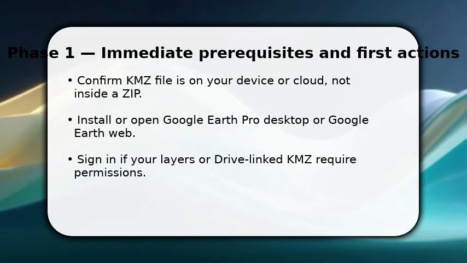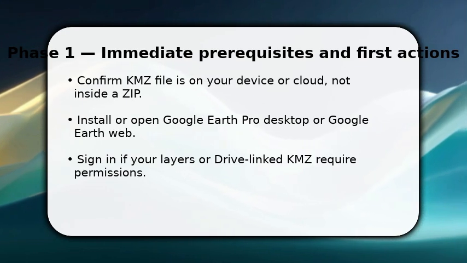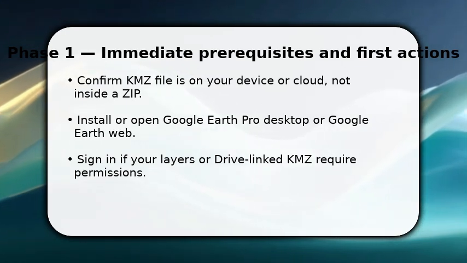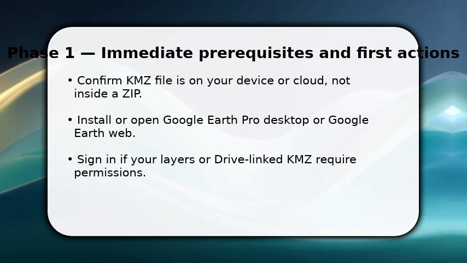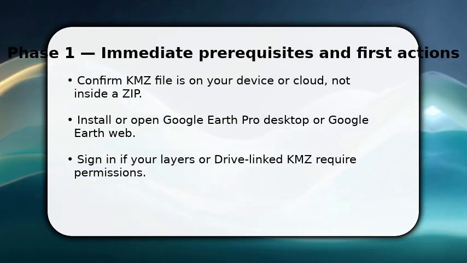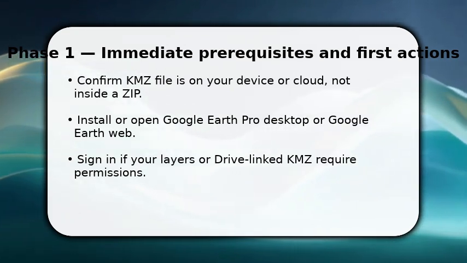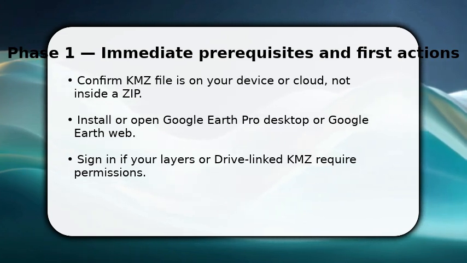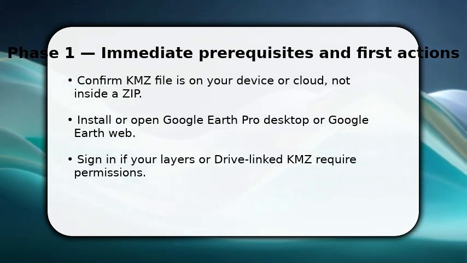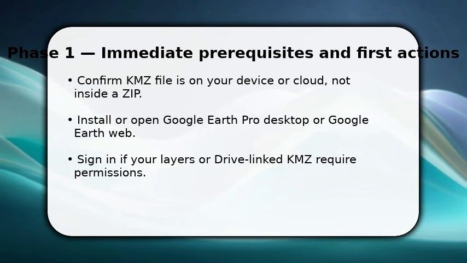You start by making sure Google Earth is ready. Open the desktop app or the web version and sign in if needed. You want the KMZ file accessible locally or in Google Drive because Google Earth reads files directly. Once done, choose File Open on desktop or click the hamburger menu, then projects Open on web.